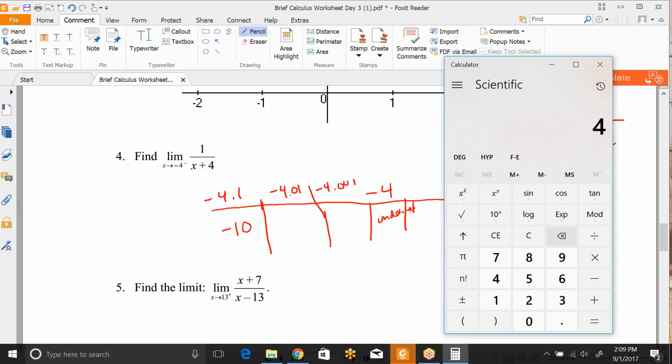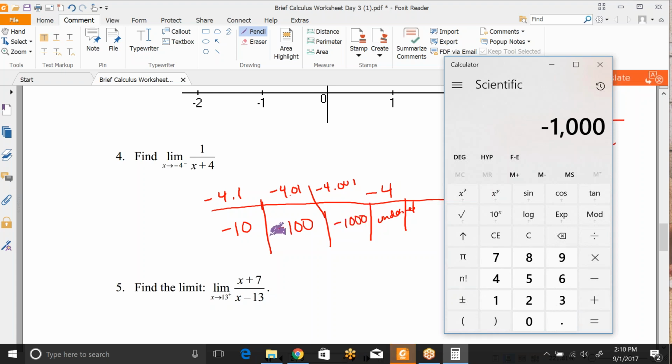So 1 on top divided by parentheses 4.01, which is negative, plus 4, and then that's negative 100, and I bet the next one's going to be negative 1,000, but we'll just double check. So 1 divided by, oops, we need a parentheses, 1 divided by parentheses 4.001, which is negative, plus 4, and we get negative 1,000.